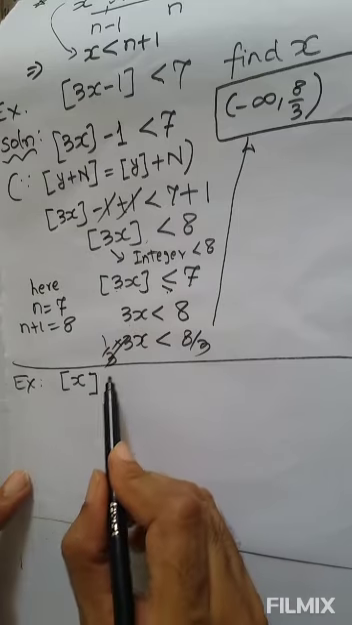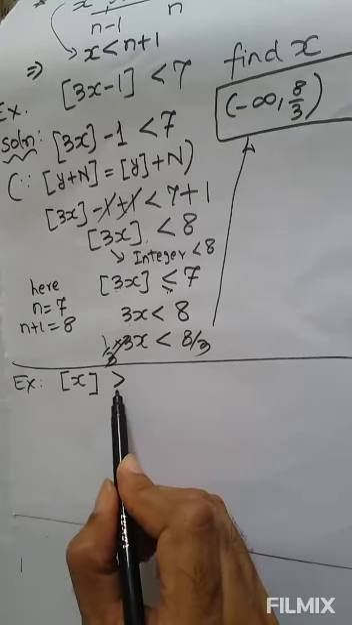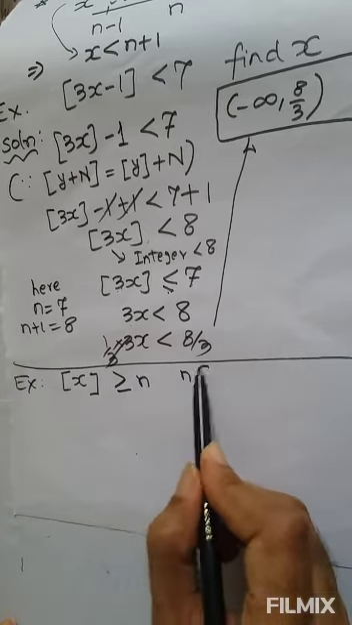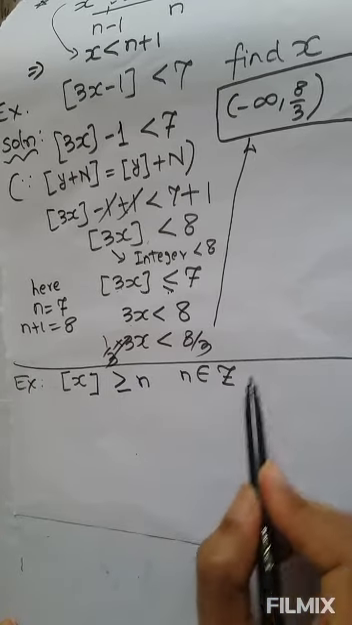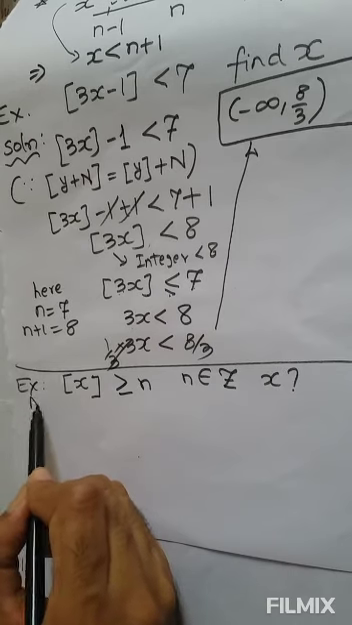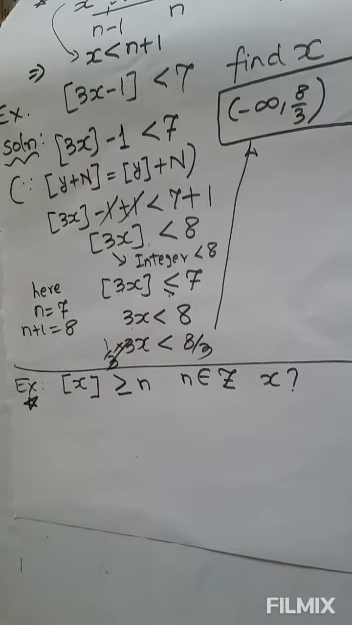Similarly, next thing, if instead of this, I ask you greatest integer of x greater than or equal to n, where n is an integer, what is x? Can we derive this? This is not an example.